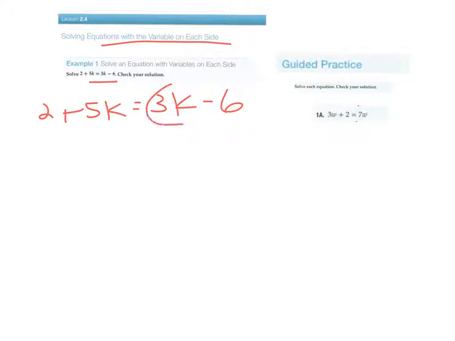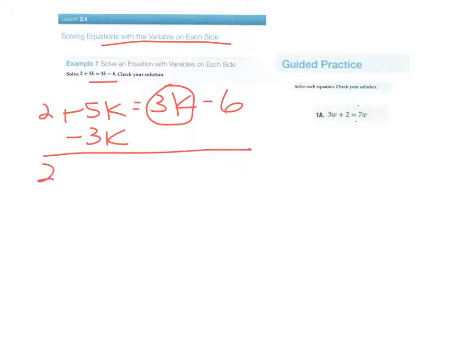So if we're going to solve equations with variables on both sides of an equal sign, we need to be able to consolidate this equation. So we have 2 plus 5k equals 3k minus 6. We have to get the letters on one side and numbers the other. So if I'm going to get this letter over here, I'm going to change its sign.